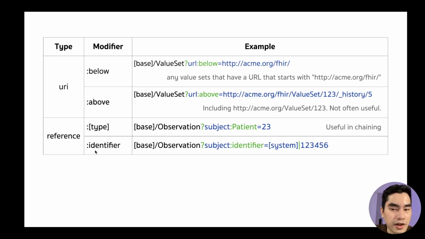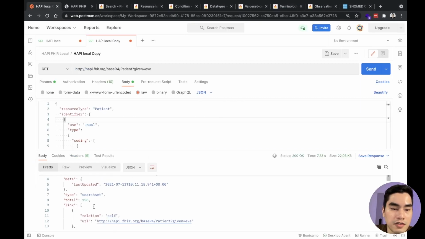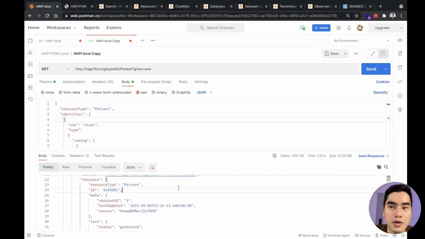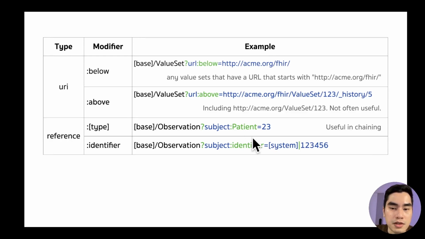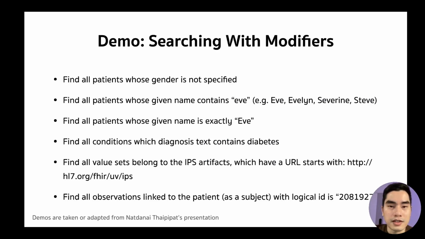The last one is identifier, in case you don't know the logical ID. The logical ID is what the server gives you when you send the resource to a server, or what you specify yourself by update as create. But if you don't know it, you can use the identifier for referencing as well, with the identifier modifier like this. The subject is the parameter name, then the modifier identifier, then the system of the identifier and the value. And that is it.